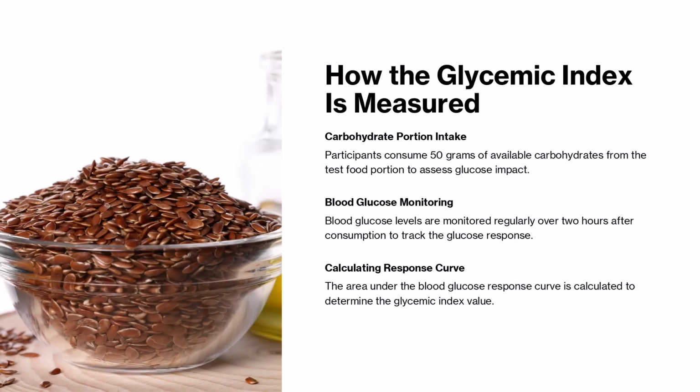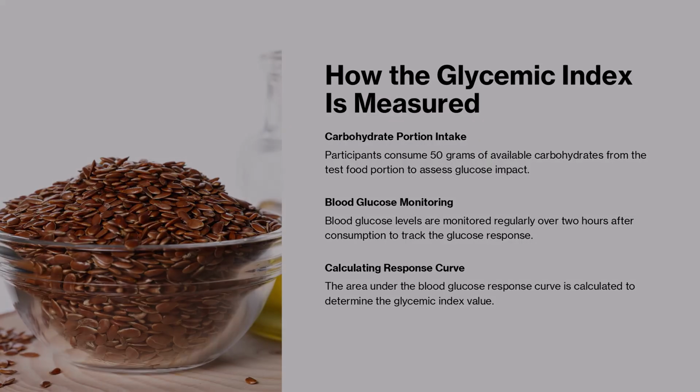How the glycemic index is measured. To measure GI, participants consume a portion of food containing 50 grams of available carbohydrates. Blood glucose levels are then monitored at regular intervals over 2 hours. The area under the blood glucose response curve is calculated to determine the glycemic index value.